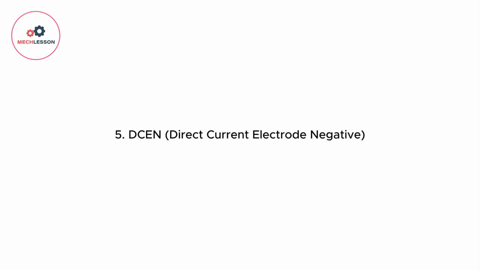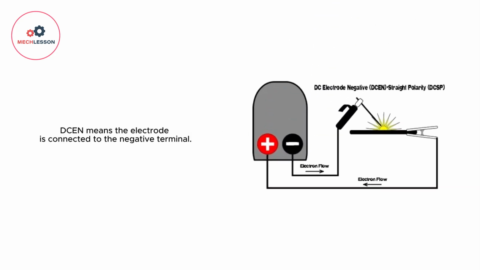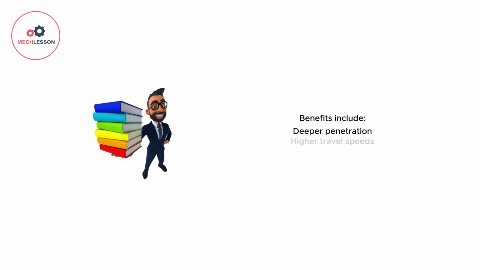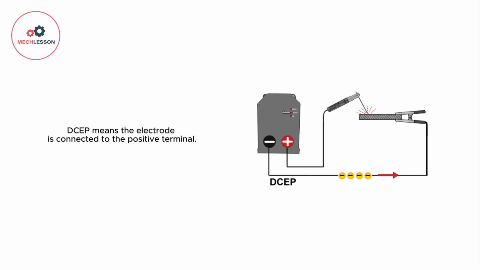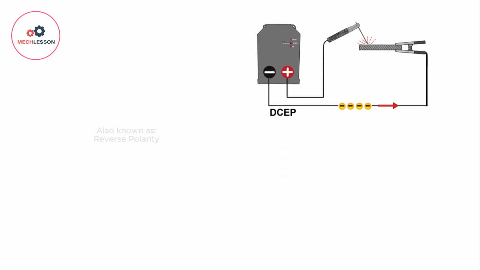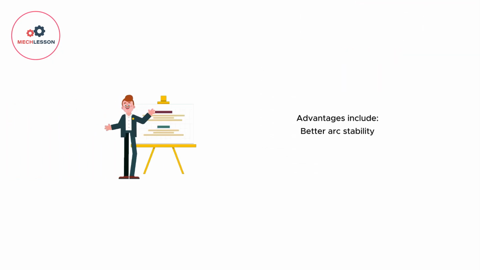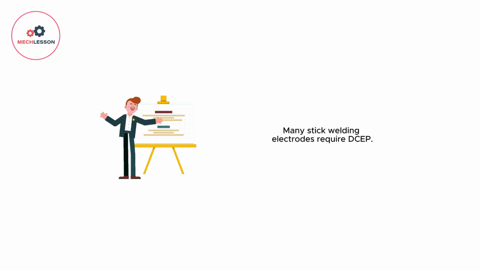5. DCEN. DCEN means the electrode is connected to the negative terminal. This setup is often called straight polarity. Benefits include deeper penetration, higher travel speeds, and concentrated heat in the workpiece. It's commonly used in TIG welding. 6. DCEP. DCEP means the electrode is connected to the positive terminal, also known as reverse polarity. Advantages include better arc stability, improved cleaning action, and enhanced electrode performance. Many stick welding electrodes require DCEP.